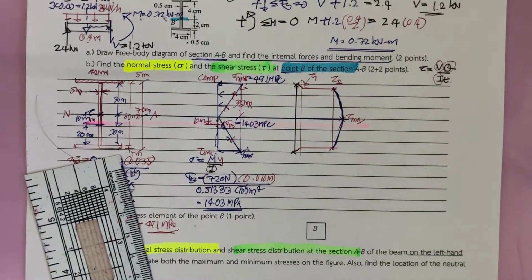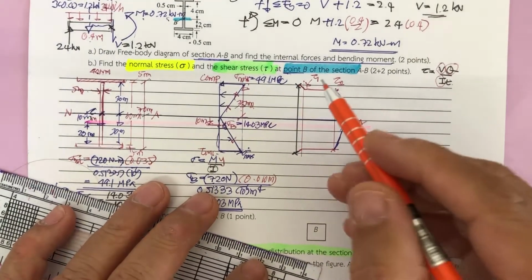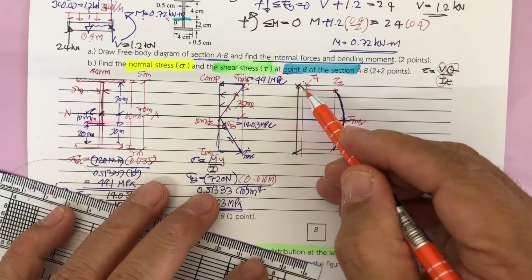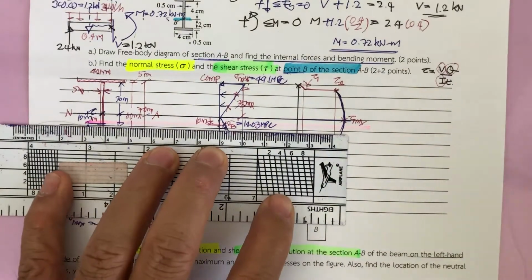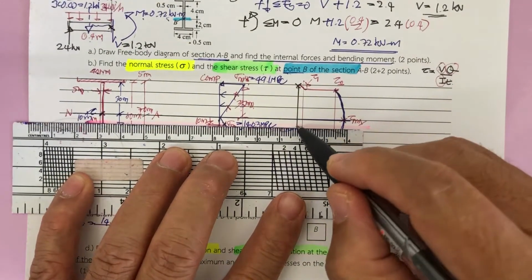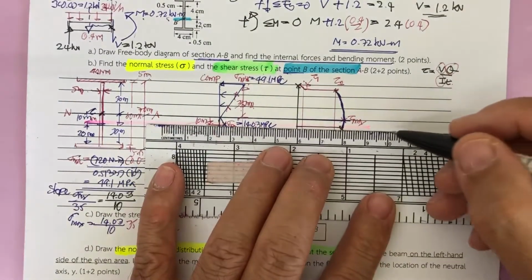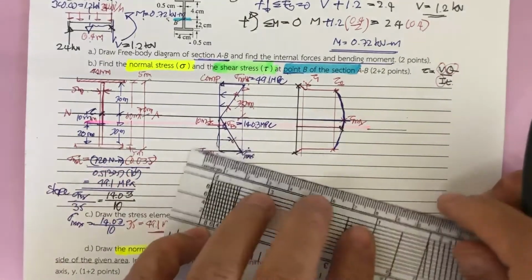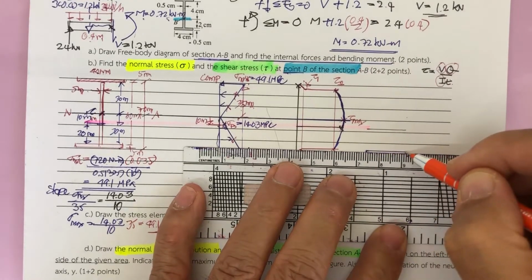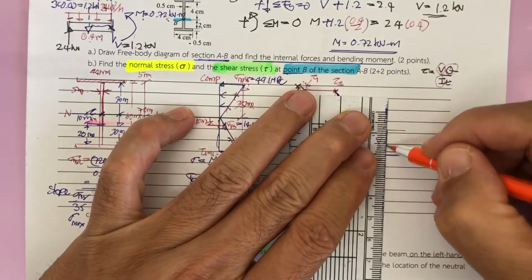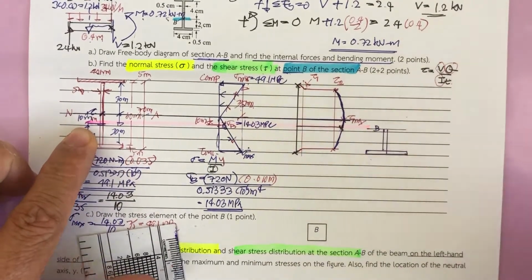Okay, for the shear stress distribution on this section, we have to determine tau sub 1, tau sub 2, and tau max. And this time they ask us to determine the tau at B. At this point is the point that we consider the section. We set this one as the point B.